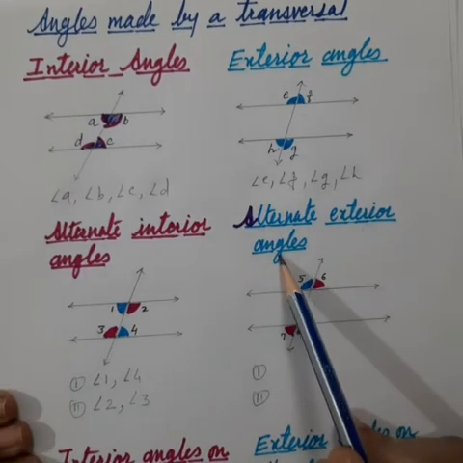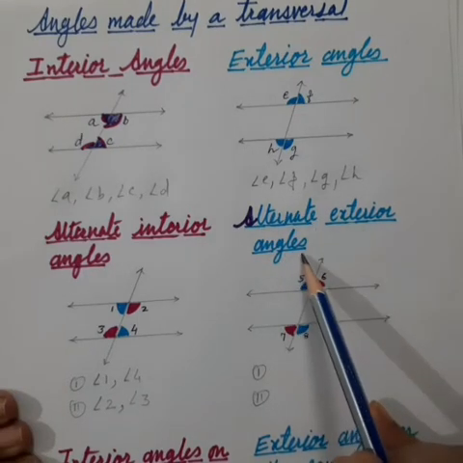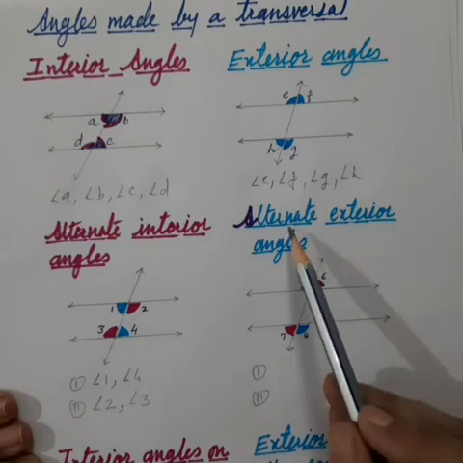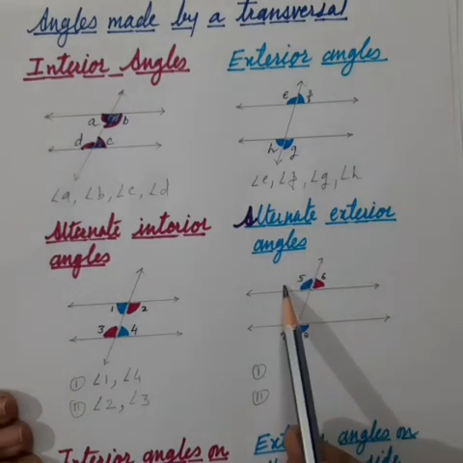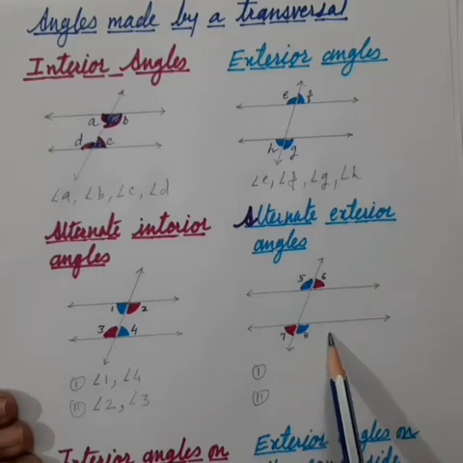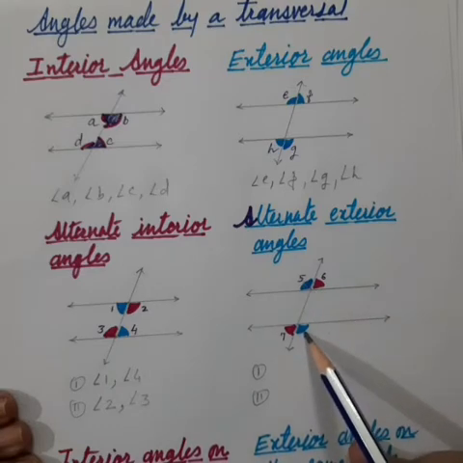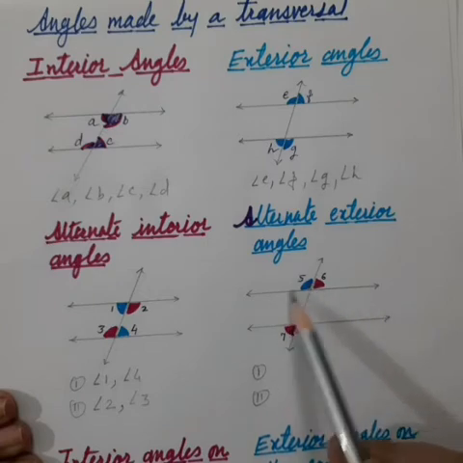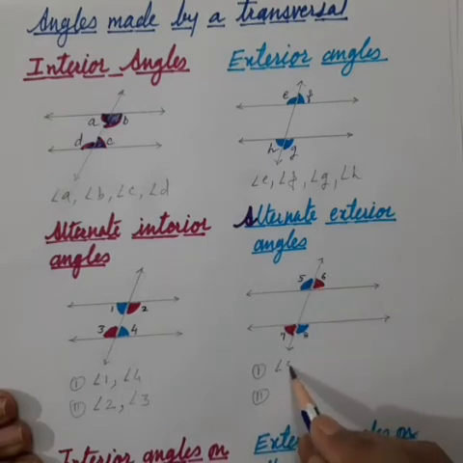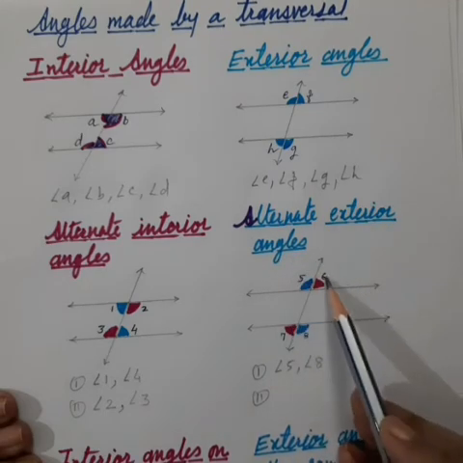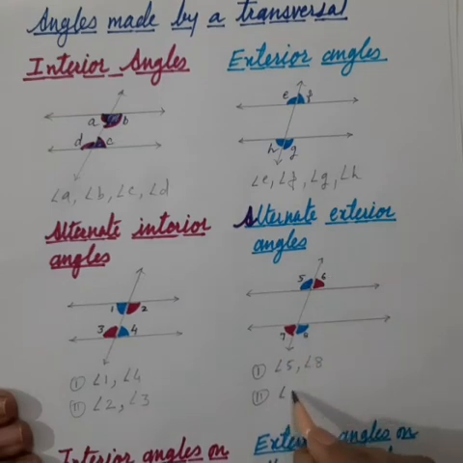Alternate exterior angles. Now these alternate exterior angles also have different vertices. They are exterior angles, and alternate means one is on the left side of the transversal, the other is on the right side of the transversal. So angle 5 and angle 8 have different vertices. They are exterior angles and they are on opposite sides of the transversal. So angle 5 and angle 8 are alternate exterior angles, and angle 6 and angle 7 are also alternate exterior angles.